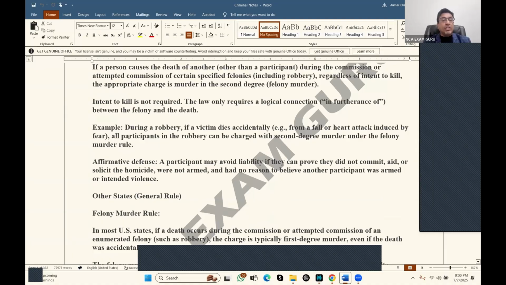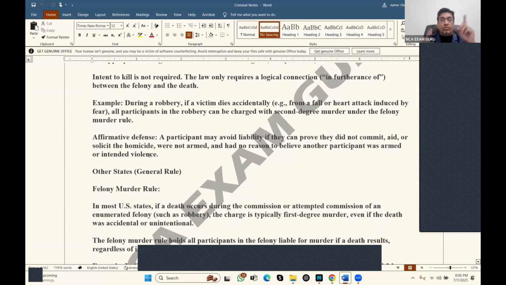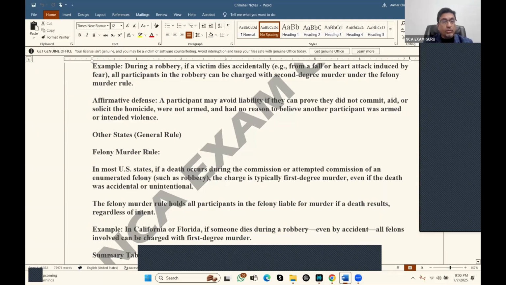Same fact pattern in New York is second degree murder. The same fact pattern other than New York will be first degree murder. Even if there are 5 people, all will be charged under first degree murder. Different from Canadian law. Okay.